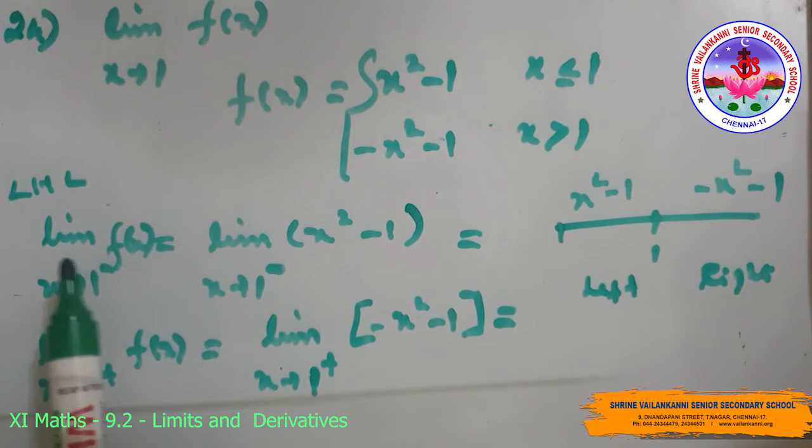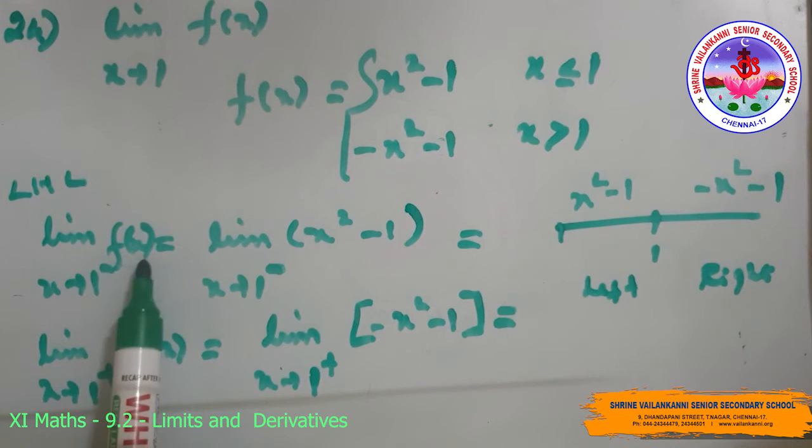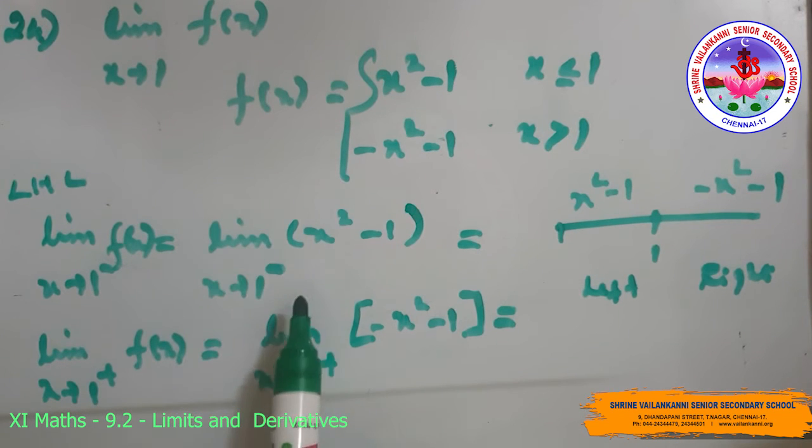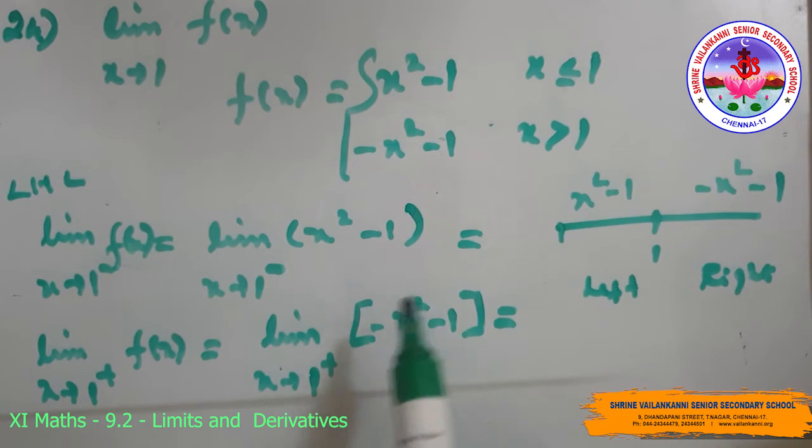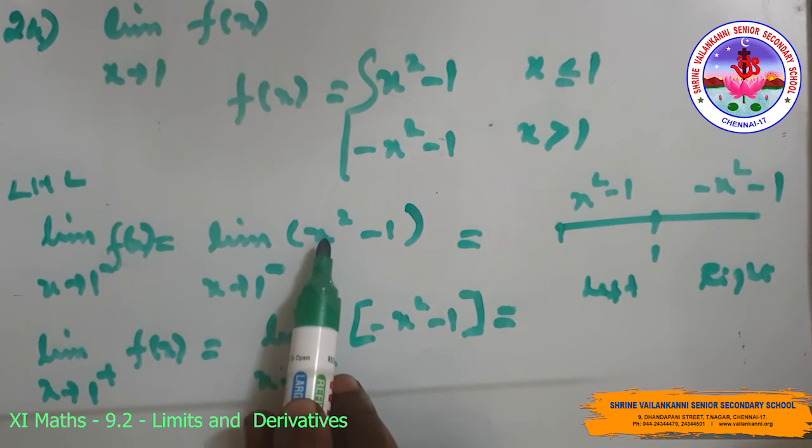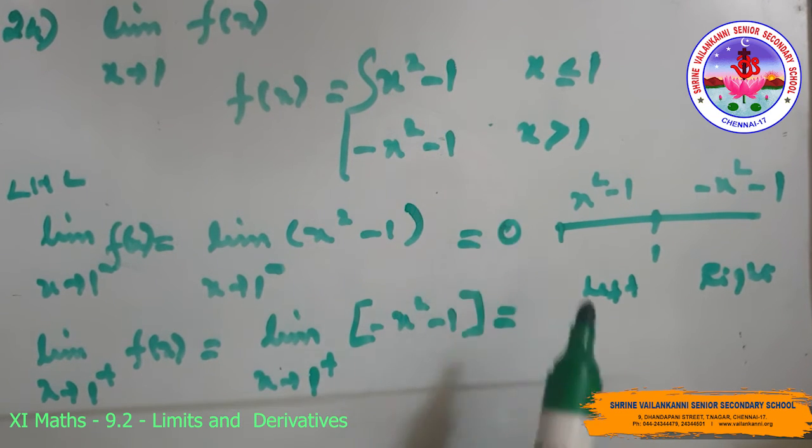So left hand limit, limit x tends to 1 minus f of x, which is equal to limit of x square minus 1. Put x equal to 1, we get 1 minus 1, which is 0.